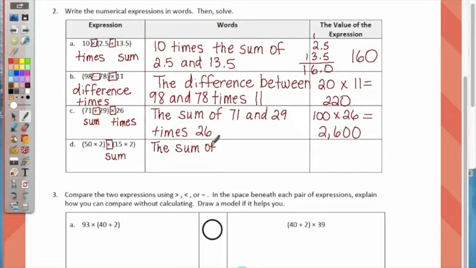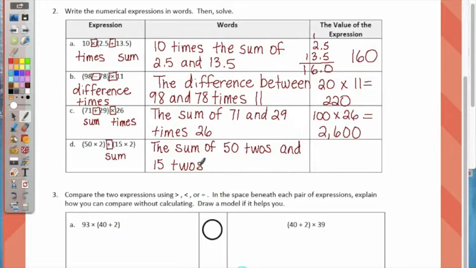And this is where you have to be careful. You'll write your first number as a digit, your second number in word form. So it's going to be the sum of 52s and what do you think? 15 twos.